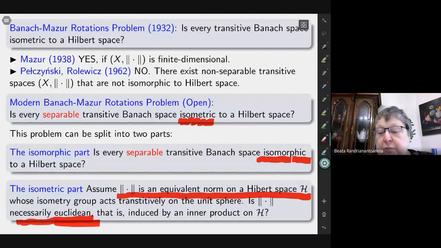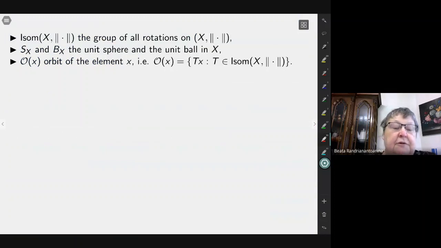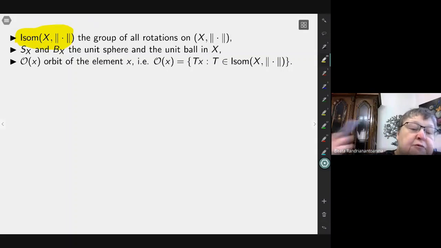So I will talk more about these questions as we go through. The study was started by Pełczyński and Rolewicz, and they introduced the notions which I will be using. So, notions and notations. The first notation is very natural. This will be our notation for the isometry group, the group of all surjective isometries on X.